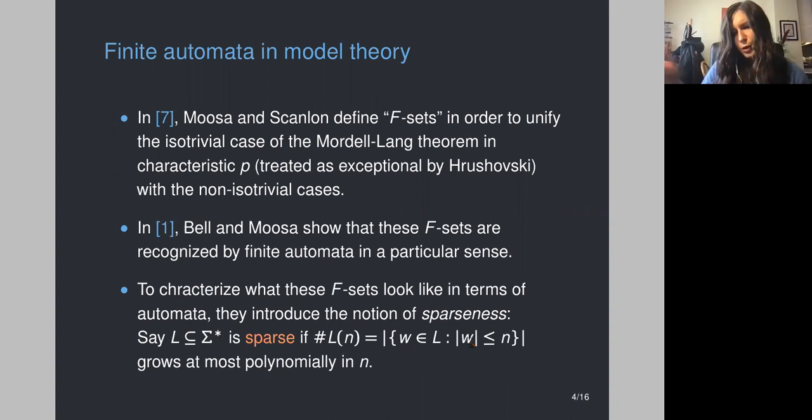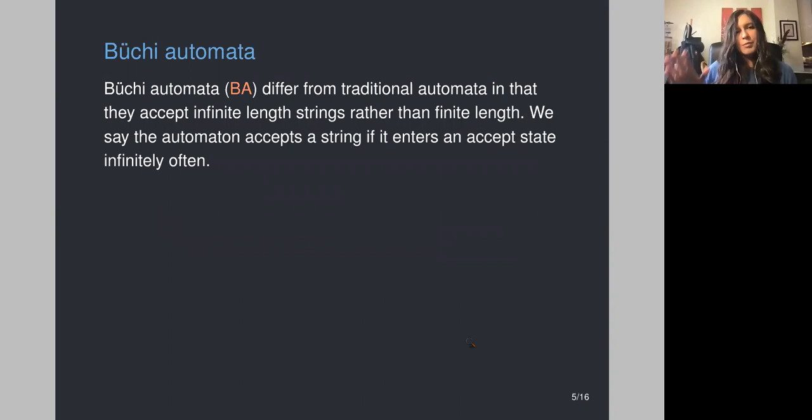So now I'm going to pivot to Büchi automata because although finite automata are interesting and the applications of finite automata to model theory are interesting, they aren't as much related to tame geometry as a generalization, which is Büchi automata, which fits into this tame geometry framework that Philip mentioned in his talk yesterday in a very compelling way. If there's time, I'll talk about that at the end.